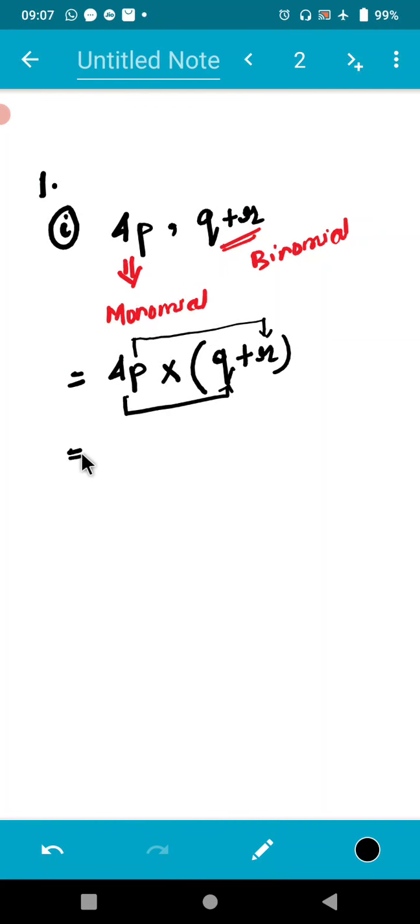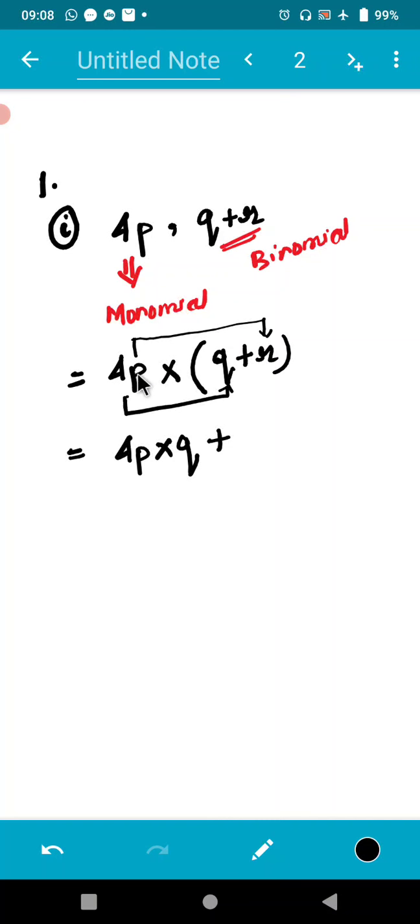So let's see what next we have to do. 4p into q. Now what sign we have with 4p? We have no sign. No sign means positive sign. So plus, and what sign we have inside the bracket? Plus. So we have to multiply both the signs, and then we have to write the final answer. That is plus into plus is plus. So please try to understand the steps very, very properly, students.